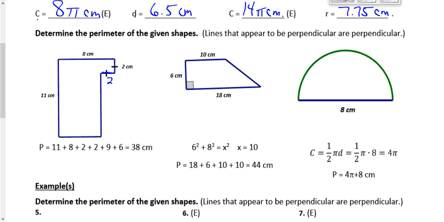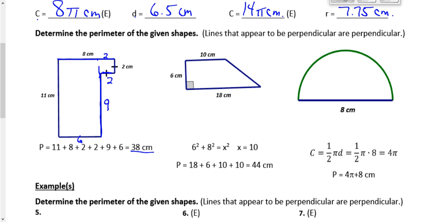Okay. So let's think about this. If that's 2 and this whole thing is 11, what's the length of this segment? 9. Good, right? So this is 8. Here's 2 of the 8, right? What's the length of this segment? 6. Can we now add them all up and get perimeter? Yeah. You just have to break it up and get some missing lengths in there. So it's 38 centimeters all the way around.